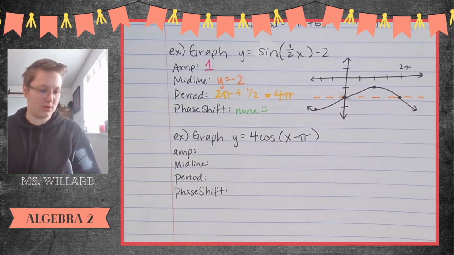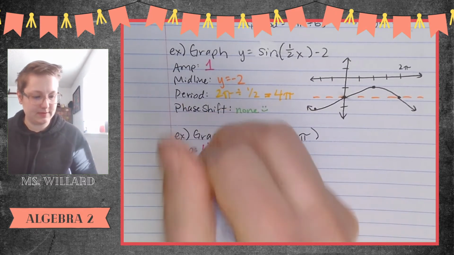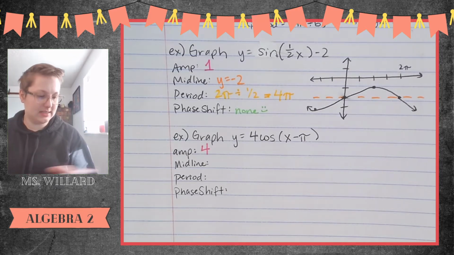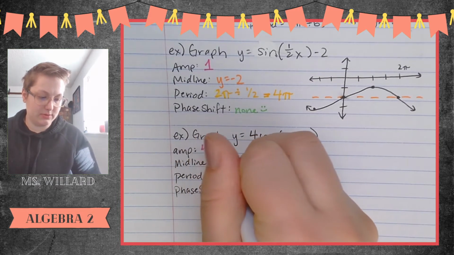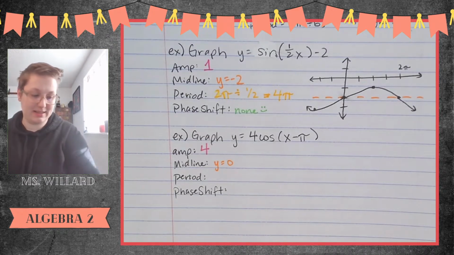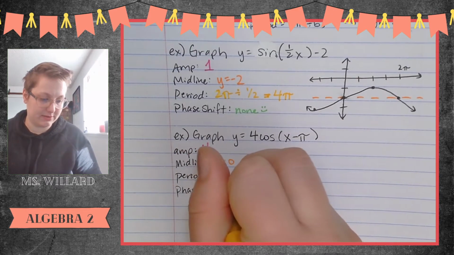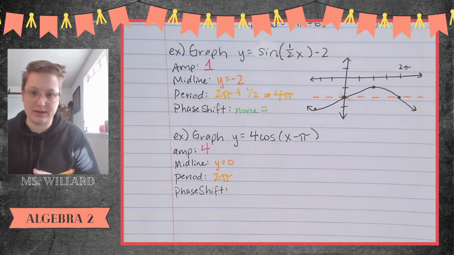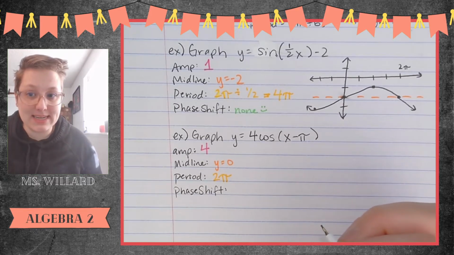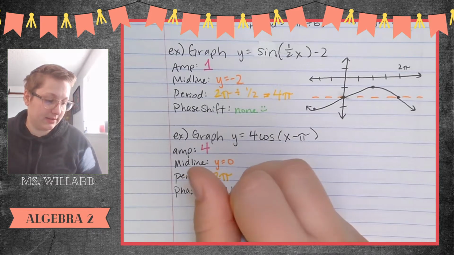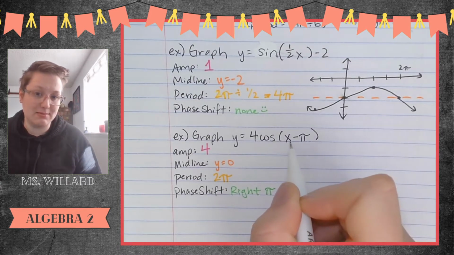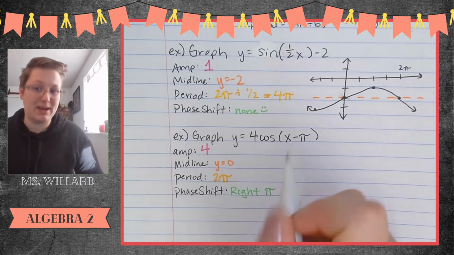Okay, so let's graph this one. Our amplitude is 4 because of the number in front here. Did I capitalize some of these and not others? Yeah, why did I do that? I don't know. Our midline is at y equals 0. There's no vertical shift. The period is still 2 pi. This one hasn't changed because there's no number in front of the x, right in here. No number here. But the phase shift is to the right by pi. It's opposite of what you'd think, like normal. So if it says minus pi, it's to the right. If it says plus pi, it's to the left.